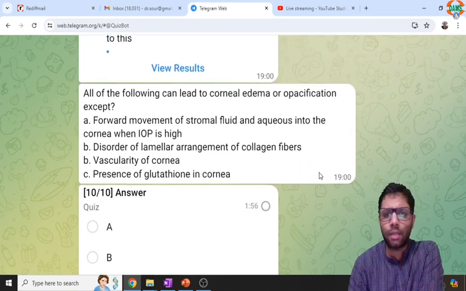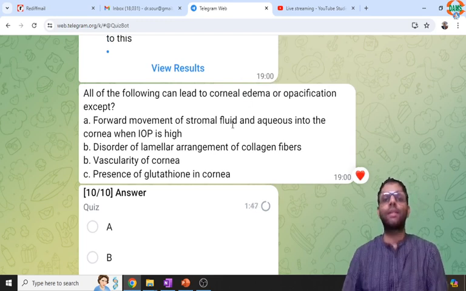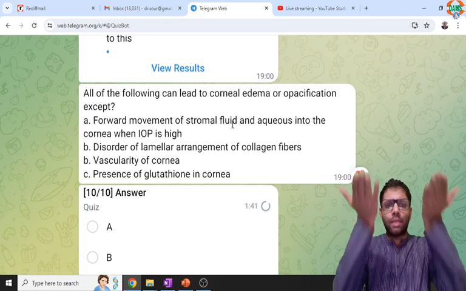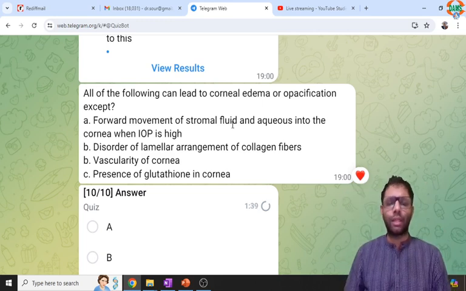Now, this one I made a mistake in the question. I corrected it afterwards. Although the following can lead to corneal edema, except normal movement of stromal fluid into the aqueous, and the IOP is high. Yes, that's why when the acute pressure is very high, more than 60-70, it increases the stromal pressure and the aqueous can imbibe into the cornea. That's why in acute angle closure and congenital glaucoma, there is a hazy bluish appearance of the cornea. Collagen is the most common in the cornea. There is a lamellar arrangement that is also responsible for transparency. So a disorder will lead to corneal edema.